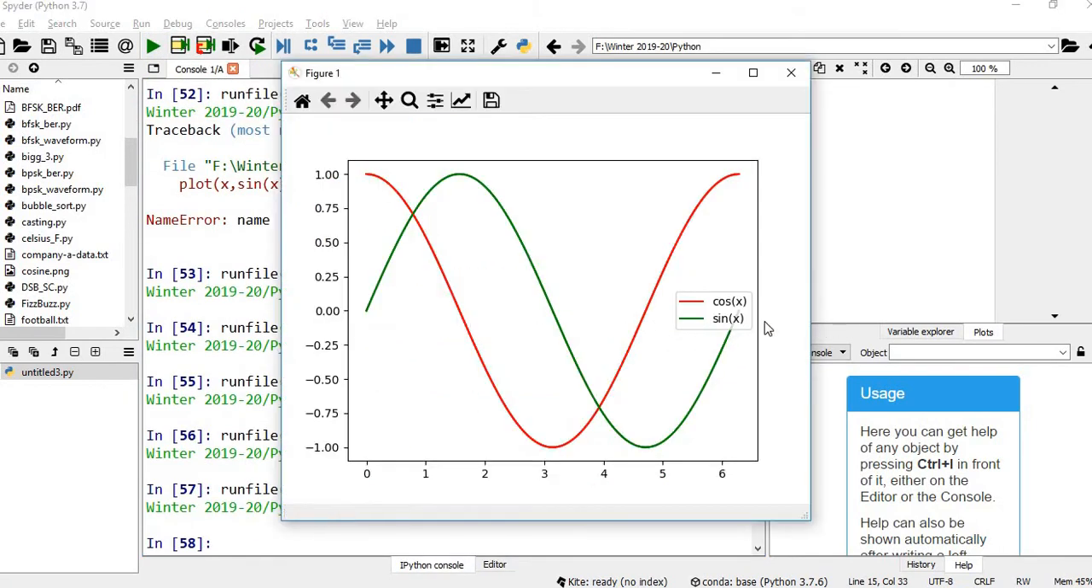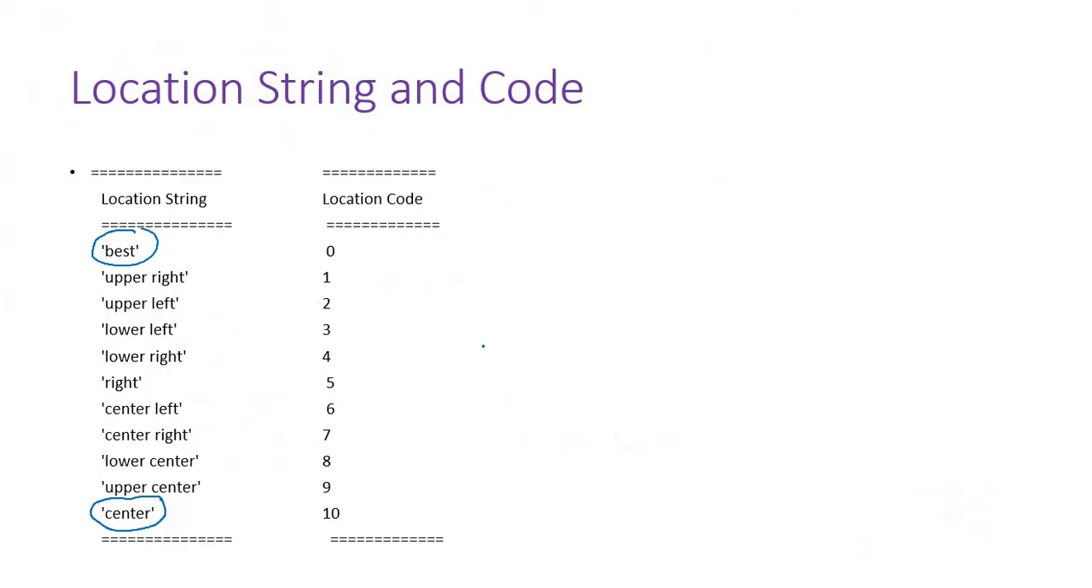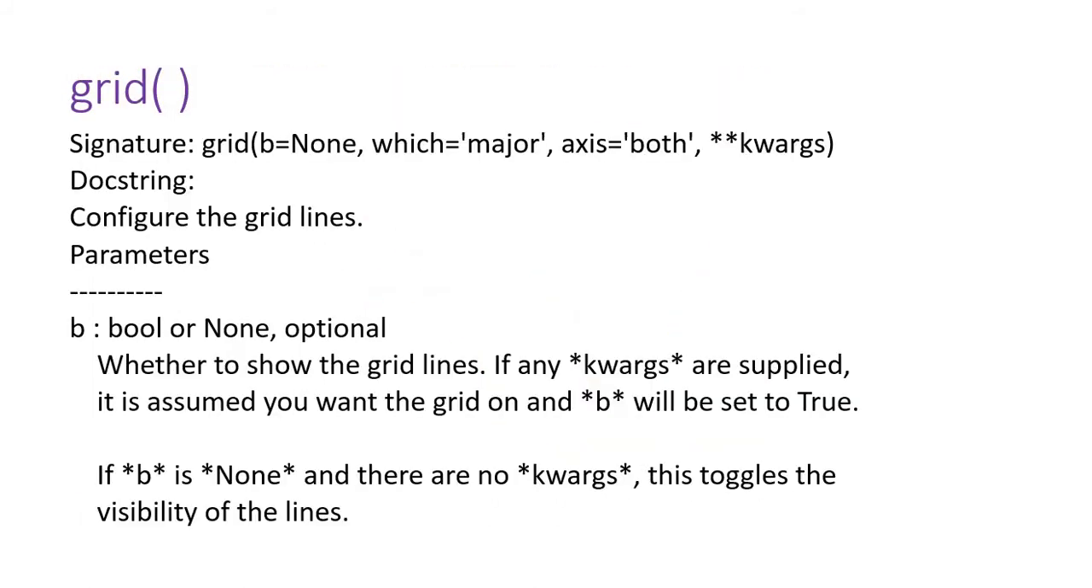You just see center right. It has come in the center right. Okay, so these are various location codes. You can use the legend wherever required. Then grid, okay, for some cases you need to add a grid for the figures to easily see the data points. You can add grids in the figures.